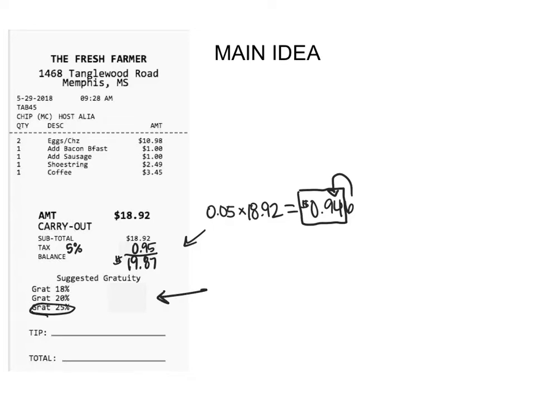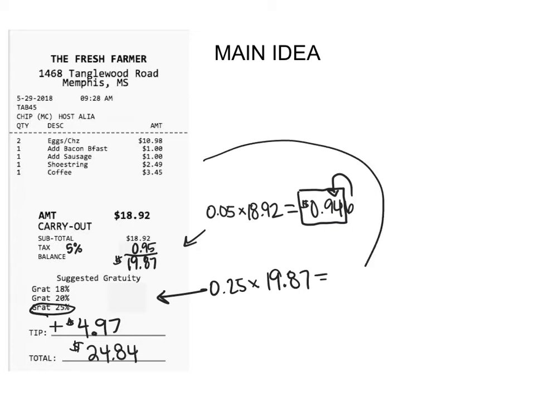If I'm adding gratuity, that's 25% of my new amount, which is $19.87, which gives me $4.97 in tip. When I add that to my balance, I end up with a total of $24.84. Now this is a lot of work in order to calculate tax and tip and things like that. And they break it down for you on a receipt individually.